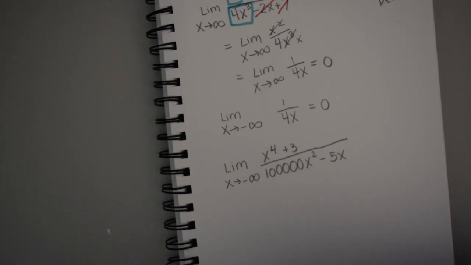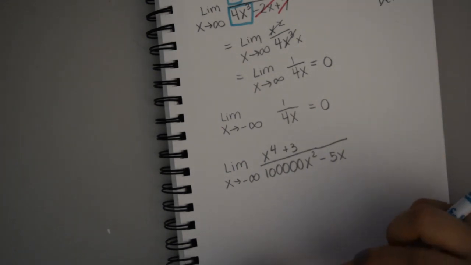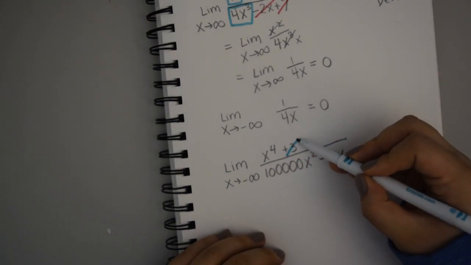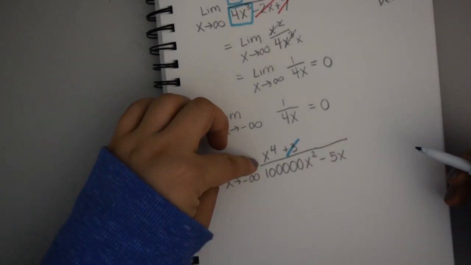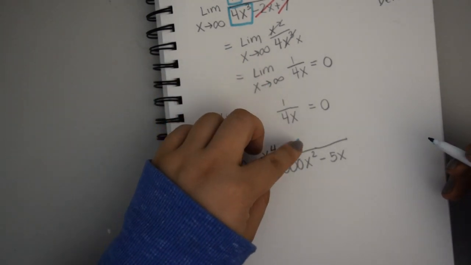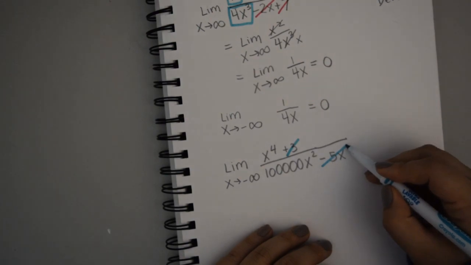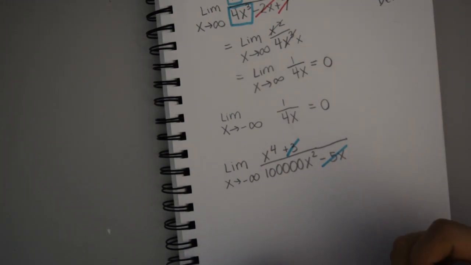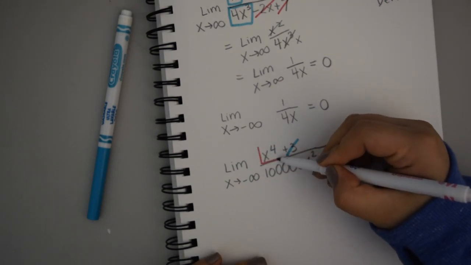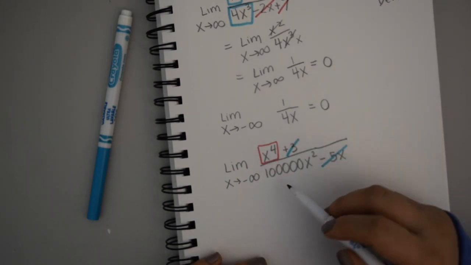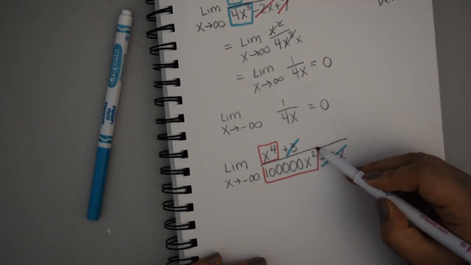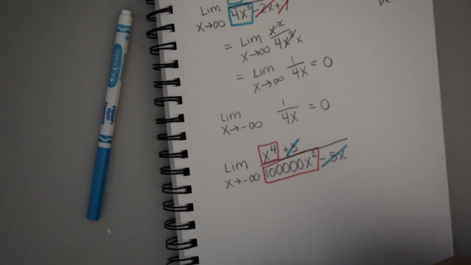But when x is negative infinity, so really, really negative, this 3 will fall away. Because especially when you take it to the power 4, that's even, so that's going to be really, really big. This negative 5x will fall away. So we have our x to the 4th as our leading term for the numerator, and whatever this is, 100,000 x squared for the denominator.